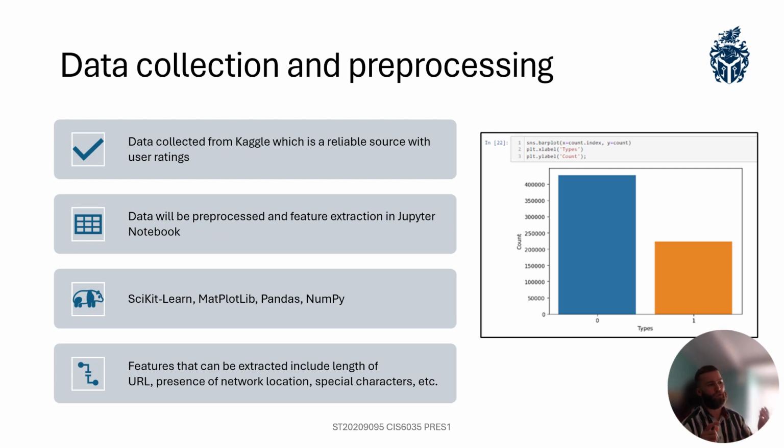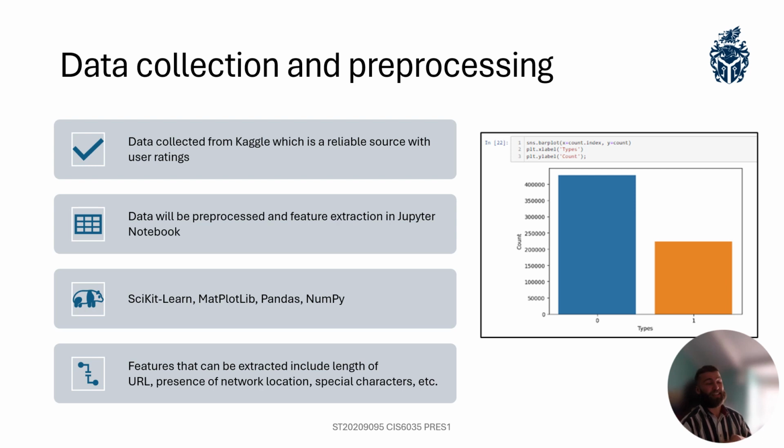So before we go into how we eventually implemented that design and that framework, we have to start at the beginning, where we have to initially find the data itself that we're going to train the model on. The data itself comes from Kaggle, which is a reliable source with user ratings on the usability and completeness of datasets. So this dataset that I'm actually using has the highest score possible for usability, which just goes to show how good the dataset actually is.